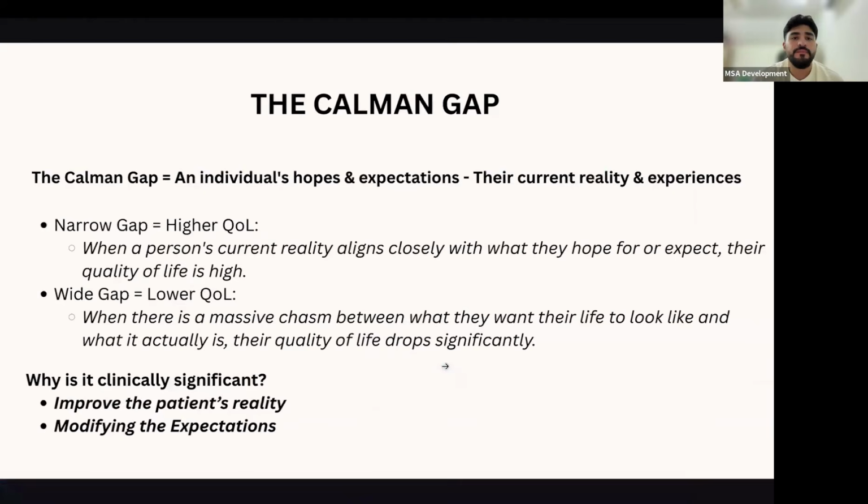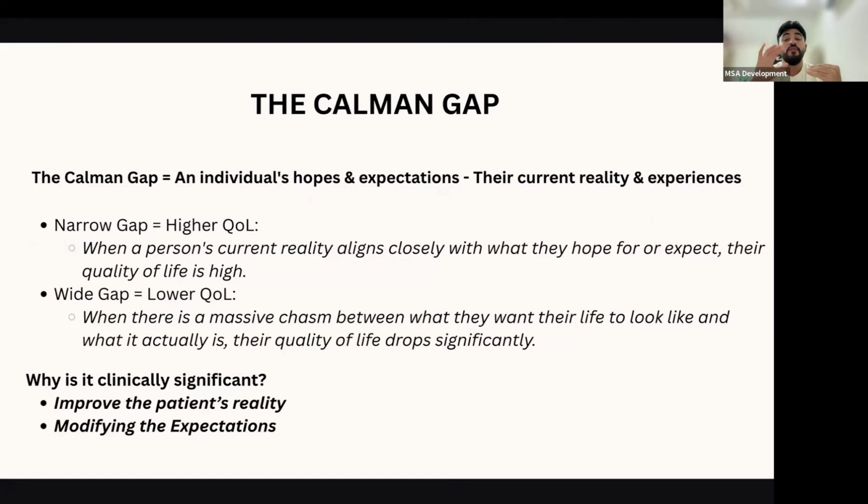Now, the quality of life is very important, right? And Sir Calman back in 1984 came up with this thing that we call the Calman gap. So what is a Calman gap? It's basically the individual's hopes and expectations minus their current reality and experience. So the narrower the gap, the better their quality of life, because whatever reality they're living in is matching whatever they're expecting. And the opposite is true. So it's an inversely proportionate relationship.